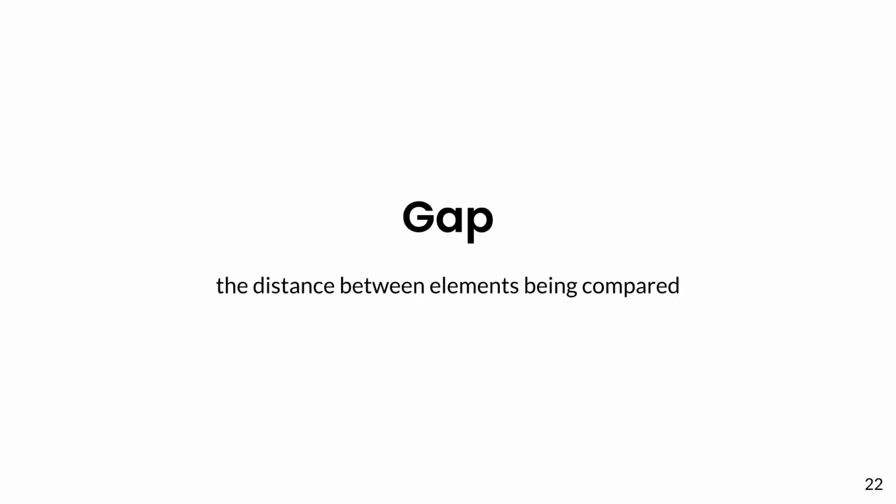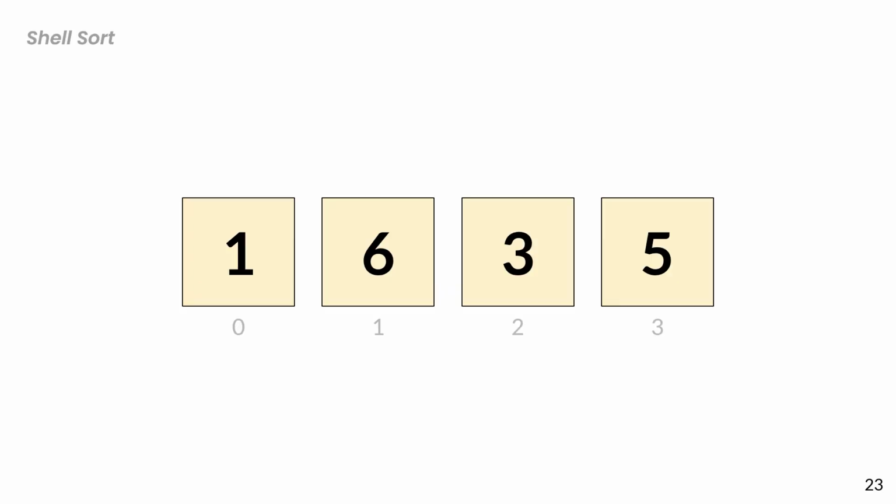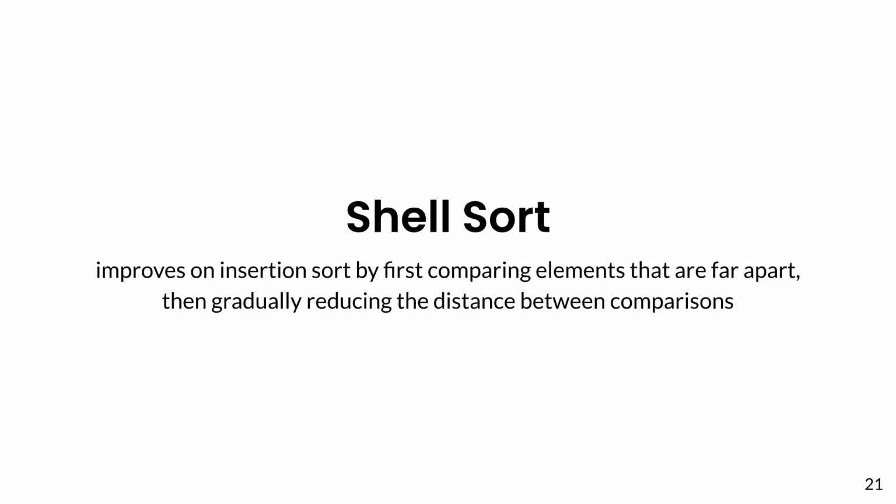The key concept in shell sort is the gap, which is the distance between elements being compared. Shell sort starts with a large gap, followed by a round of comparisons. Then the gap shrinks and repeats. It continues until the gap reaches 1, at which point it behaves exactly like an insertion sort. This is why we say shell sort is an optimization of insertion sort.